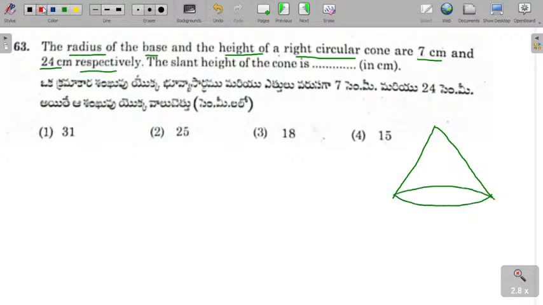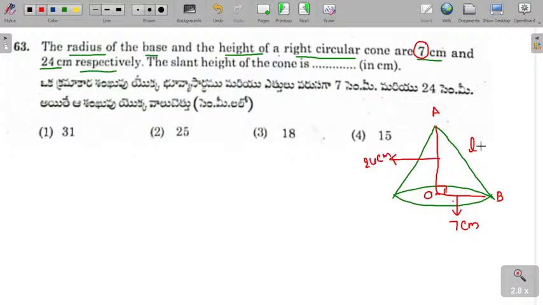So what is given actually here? This is the base radius given. The next thing given is the height, this is the height, say A, O, B. The radius is 7 centimeters, right? This is 7 centimeters. This height is 24 centimeters.